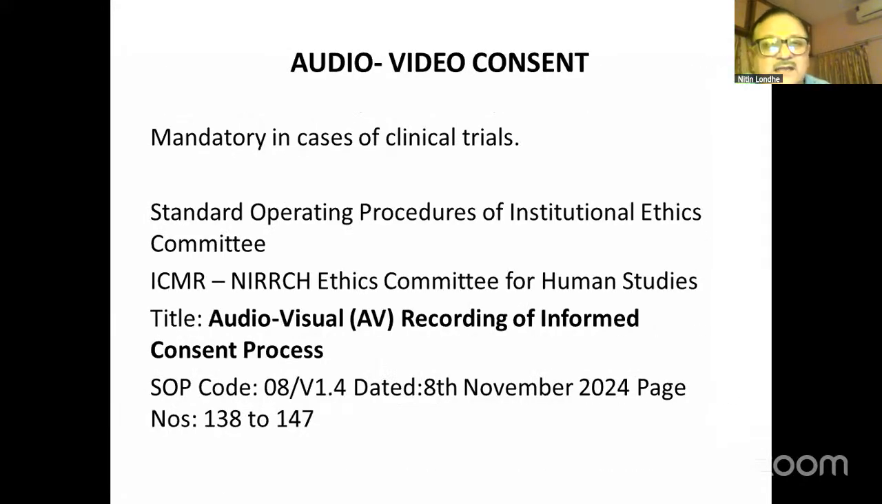This is another aspect of consent, which may not be a routine aspect, but it is mandatory in clinical trials, that is audio-video consent. And the standard operating procedures for that have been given by the ICMR, the Indian Council of Medical Research, and it has been laid down in its directives of November 24. The page numbers I have just informed you, 138 to 147. Now, this is important for those who are conducting clinical trials.